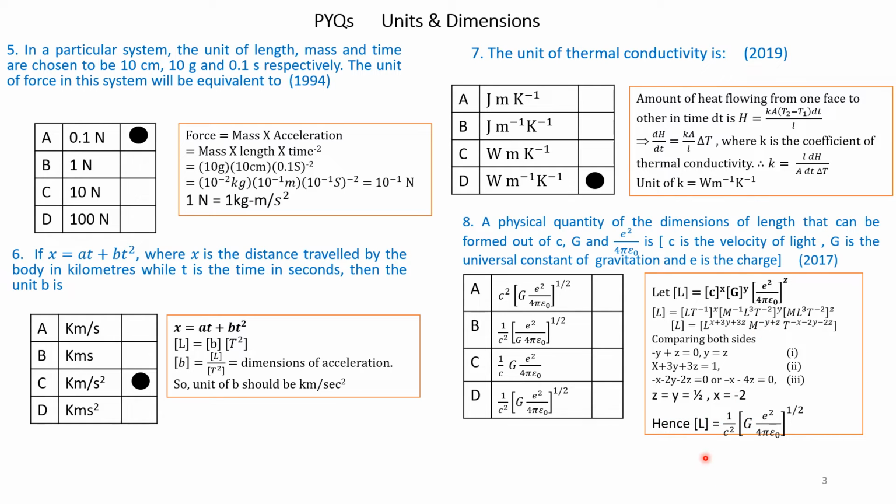Hence, L is equal to 1 by C square. If you put the values here, C to the power of x is C to the power of minus 2, that is 1 over C square. G, y is equal to half, so G as it is, to the power of half. e square by 4 pi epsilon naught also half. G and e have the same power, y and z, therefore it becomes half. So this is the correct equation. This value is available in option D, mark it.